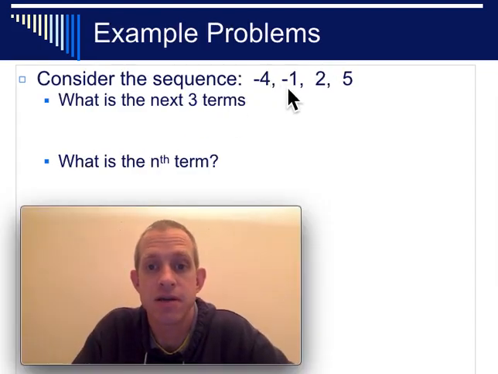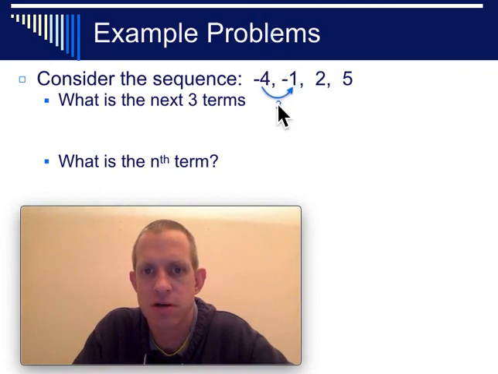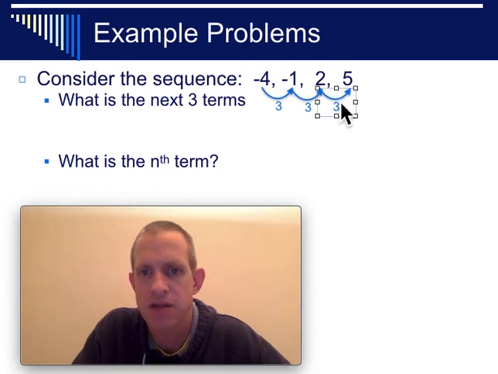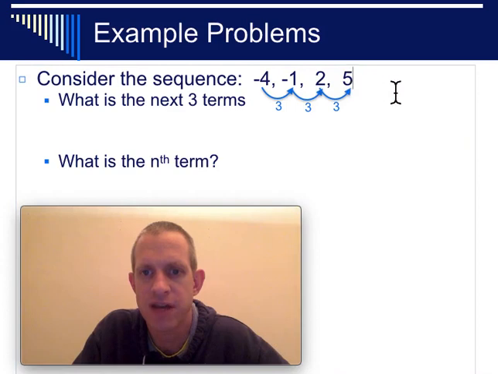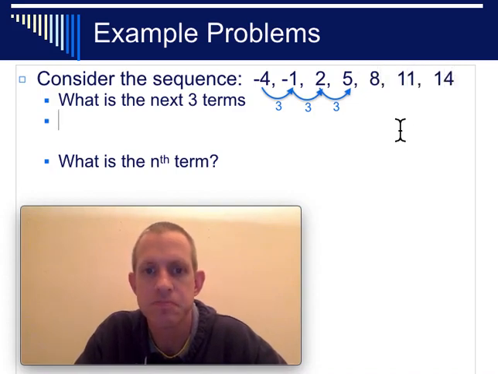So here is a simple sequence: negative 4, negative 1, 2, and 5. The first thing I want to do is see if I can figure out what that common difference is, see if this really is an arithmetic sequence. The first couple terms here seem to be increasing by 3 each time, and so 3 would be our common difference. That means if we wanted to find the next couple of terms, that's simple enough. We'll just continue to add 3. And so 5 plus 3 would be 8, and then 11 and 14.